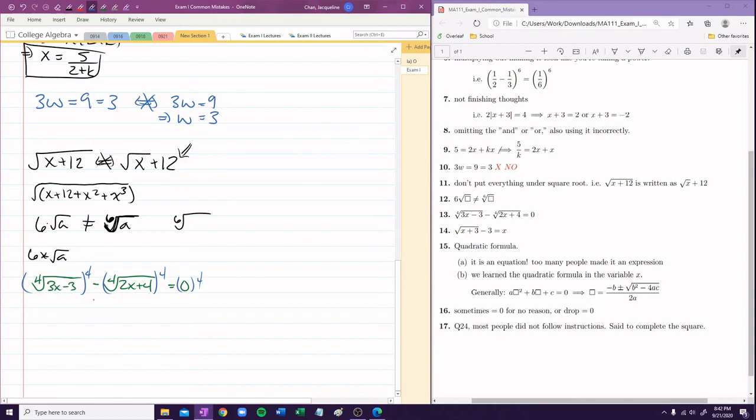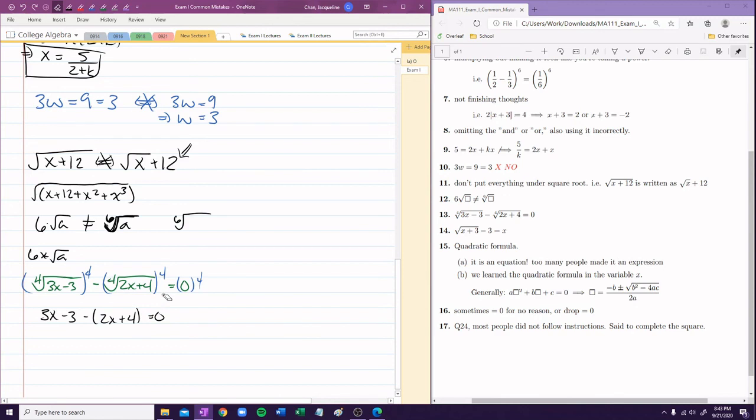Whatever you do to one side, you have to do to the other. So if you wanted to take the fourth root, you would have to do it to the whole side. Doing it like this unbalances your equation. Some of you did that, so then you'll get 3x minus 3, and then you did this. Coincidentally, a lot of you actually got the correct answer, but the logic to get to that correct answer was completely wrong.